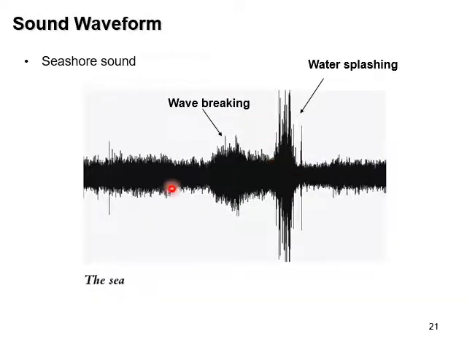Now, this is another example, something from nature, like seashore sound. Imagine you are on the beach and there are waves. When the wave comes, it breaks, and then when the water splashes, this is what you see. So this is the signal representing the wave breaking, and this is where the splash happens, with much higher amplitude.